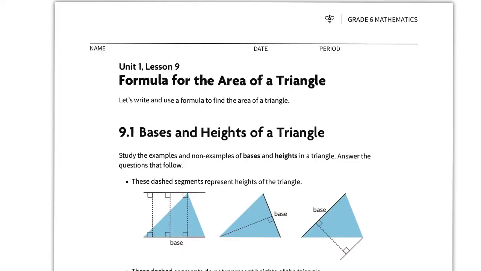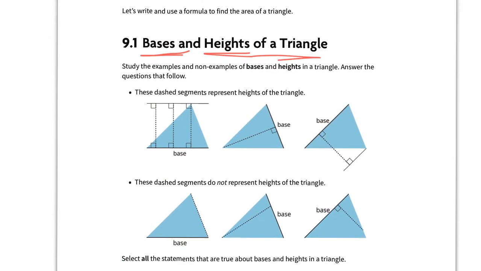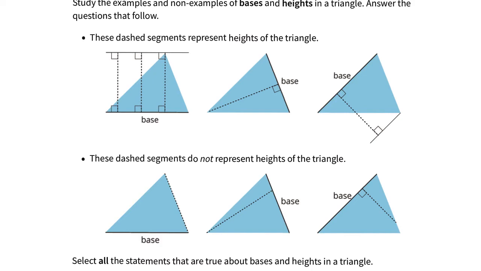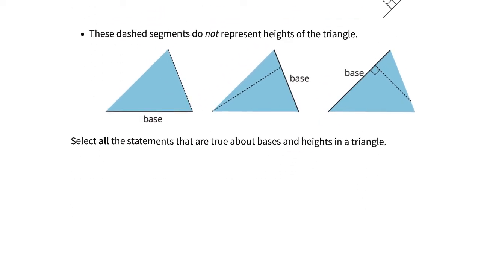All right, so clearly they're going to start us off right from the get-go with this idea of there must be something important about the bases and the heights of the triangle, because the very beginning of this lesson, they're really directing our attention to those two things, right? The directions say study the examples and non-examples of bases and heights in a triangle. So basically they're saying, okay, these things are good examples of bases and heights. And then they're saying, and these things are bad examples of bases and heights.